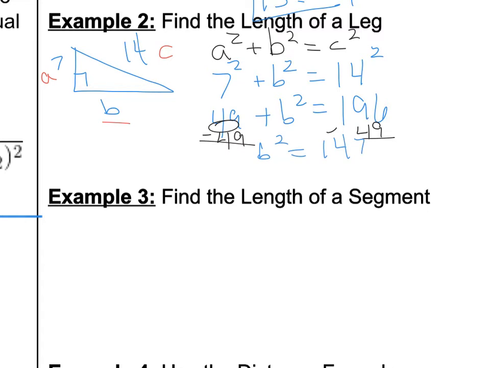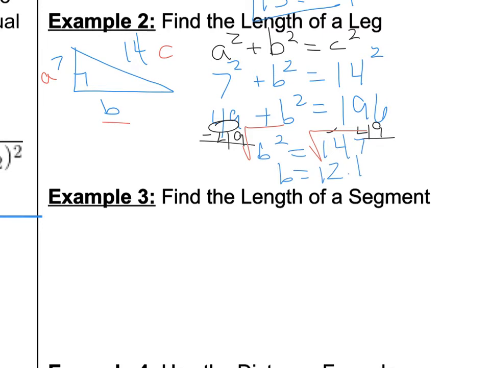Now again, that's B to the second power, so we have to take the square root of both sides. That's the opposite operation. Just like we subtracted 49 because it was positive, or like you divide by 2 if it's 2 times x, you take the square root because it's the opposite of squaring a number. So B equals the square root of 147, and on my calculator we get 12.1.